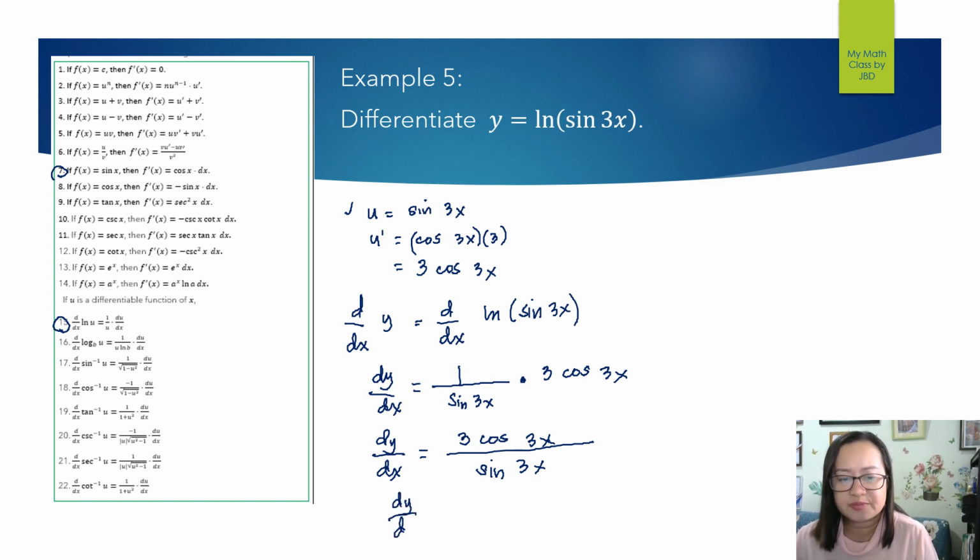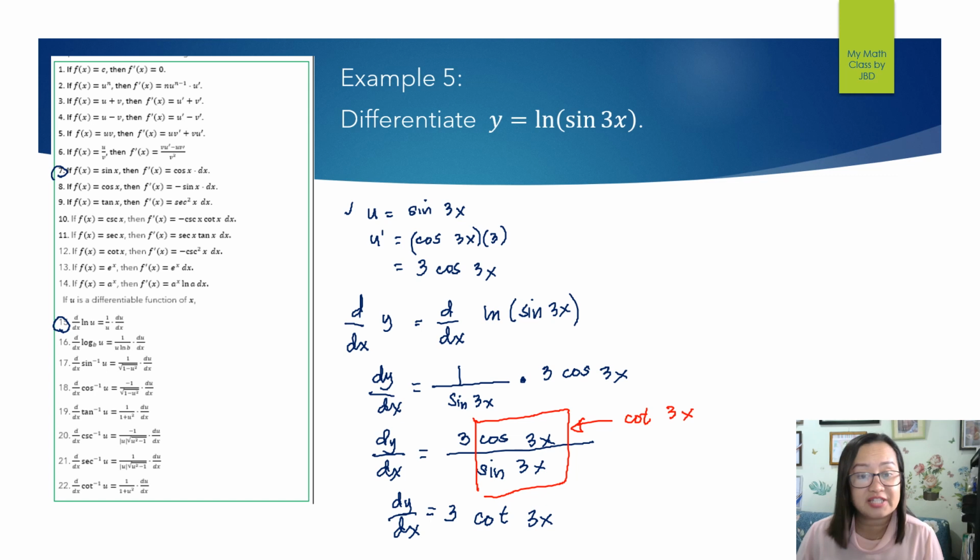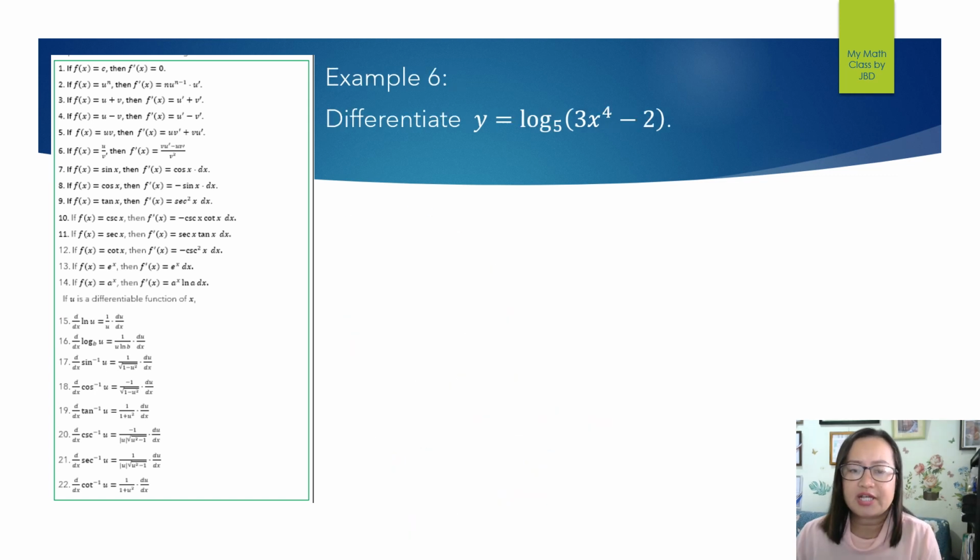We can further simplify this by applying the trigonometric identities. Take note that the ratio of this trigonometric function is equal to cotangent 3x. So simplifying this, dy/dx is equal to 3 cotangent 3x. That's it. Now let's try differentiating an equation involving logarithmic expression.